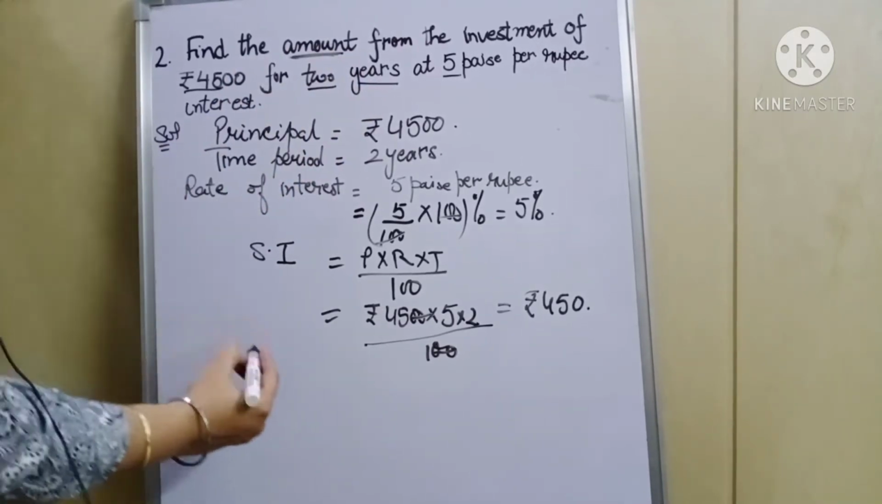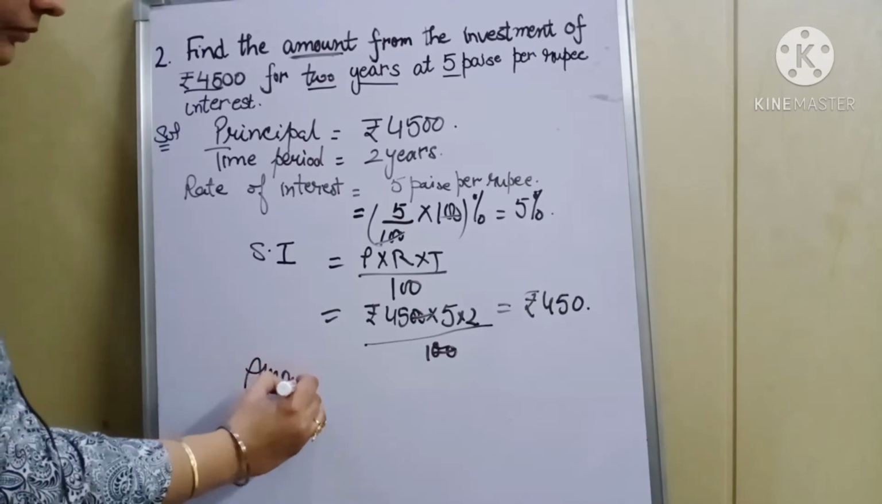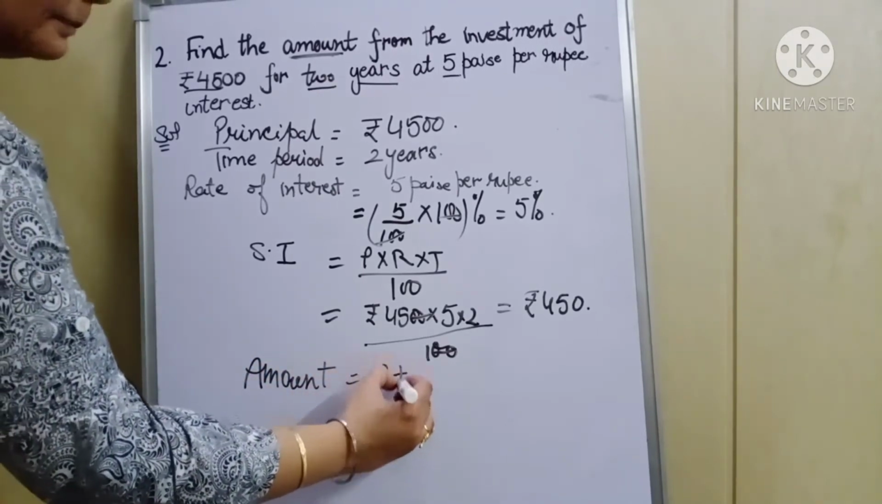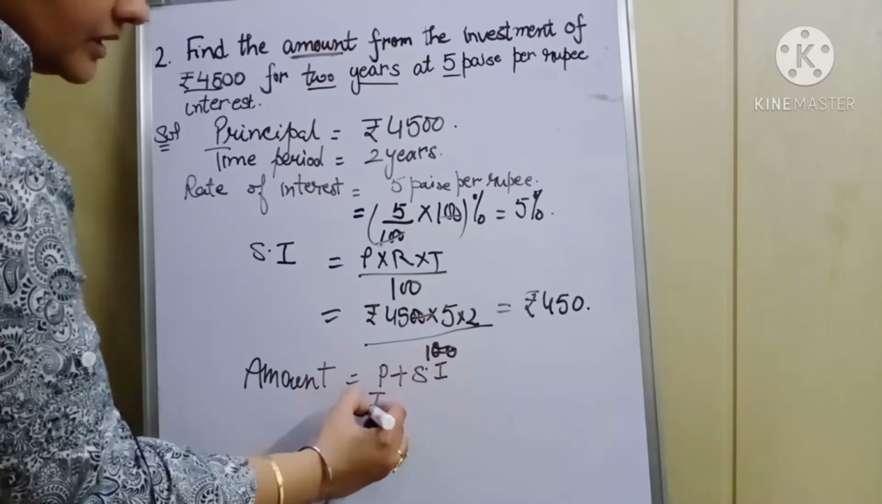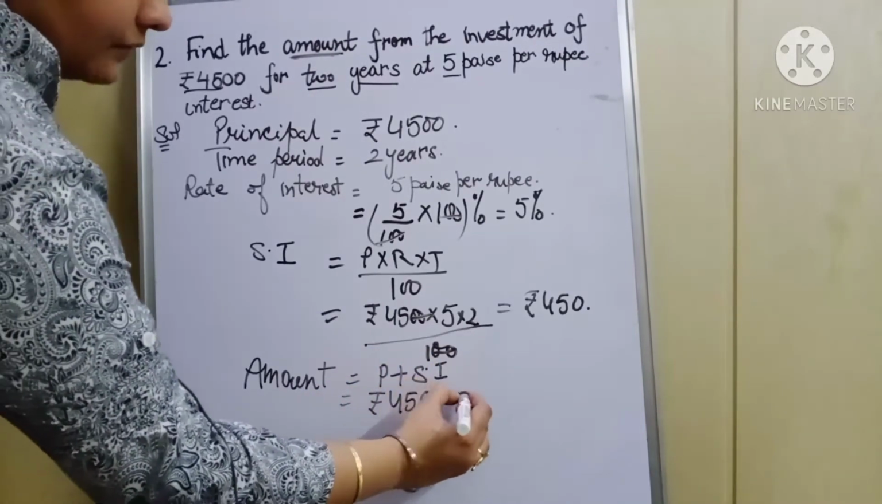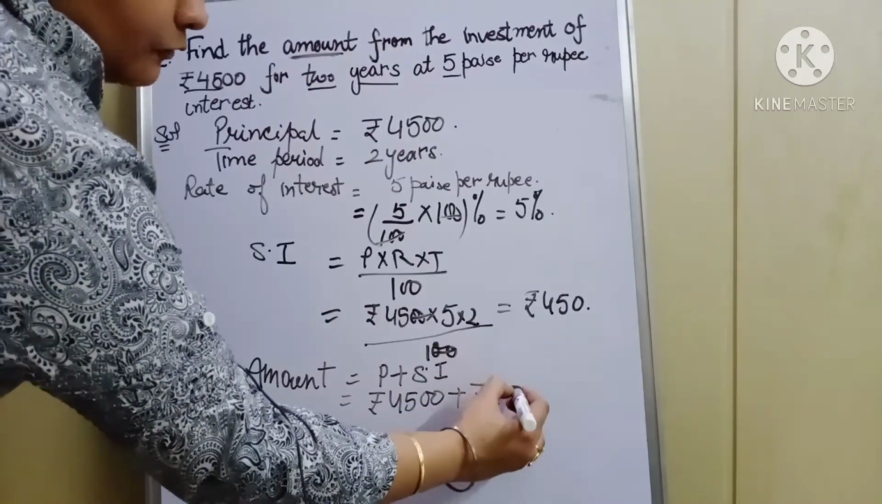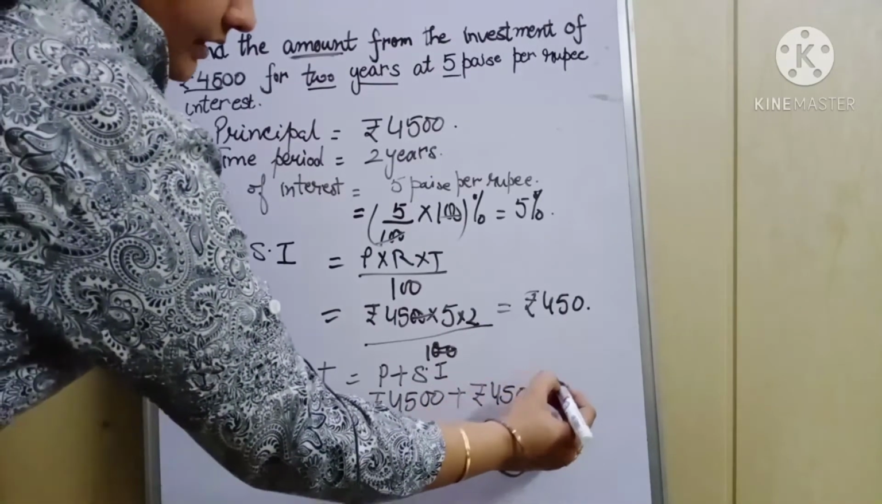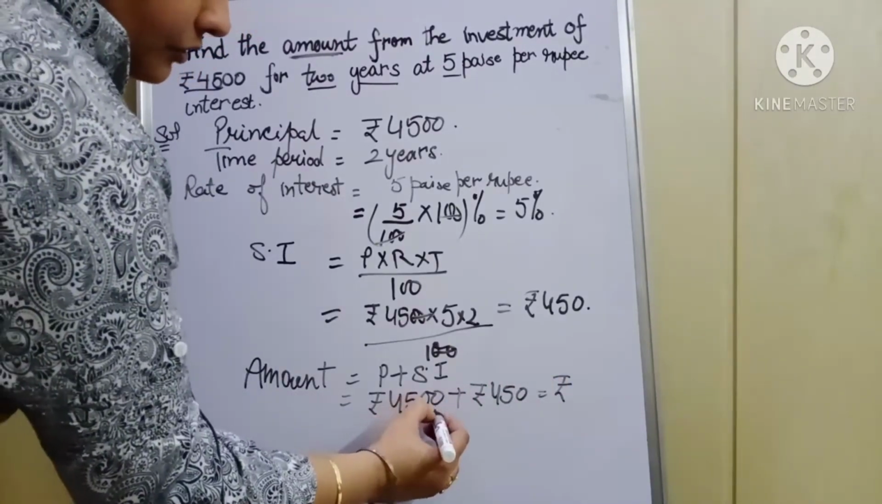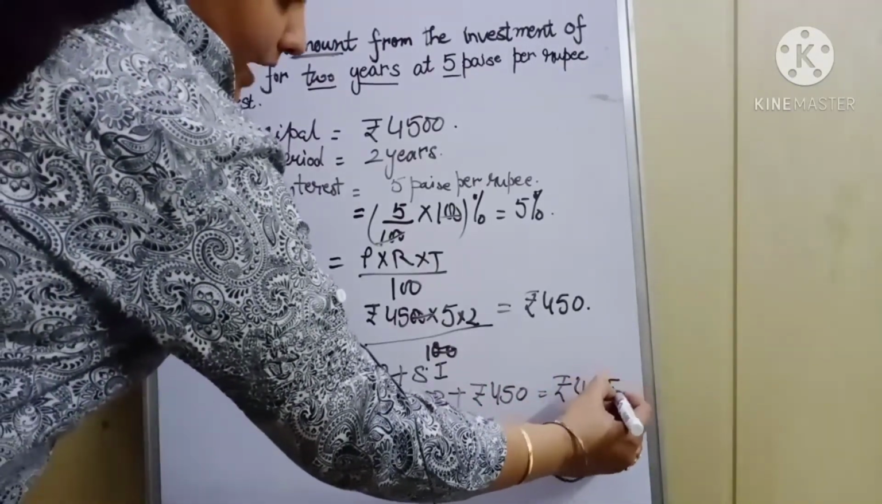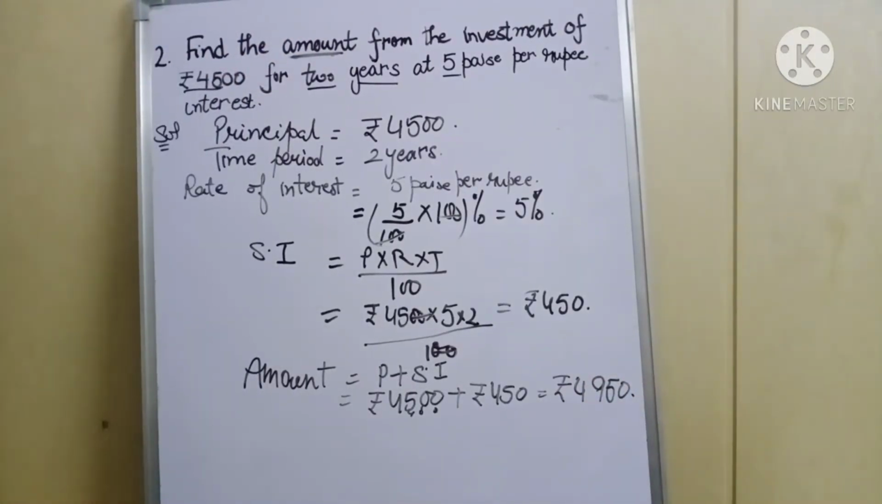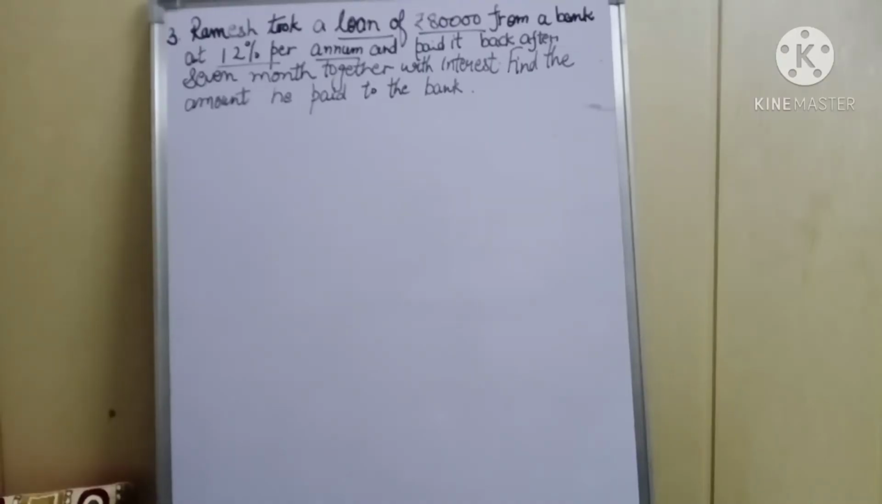Amount is equal to principal plus simple interest. Principal rupees 4,500 and simple interest rupees 450. We are going to add, that is equal to 4,950. Hence, the amount is rupees 4,950. So you should write the conclusion line: Amount is 4,950.